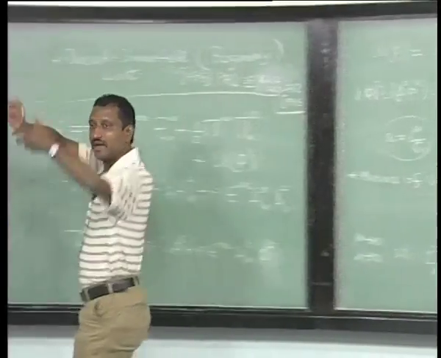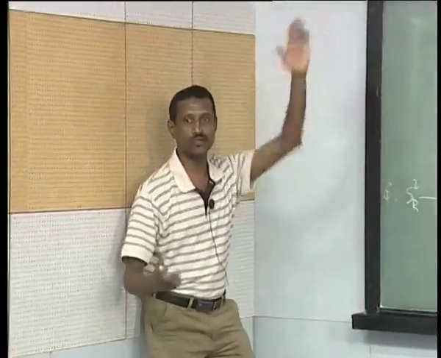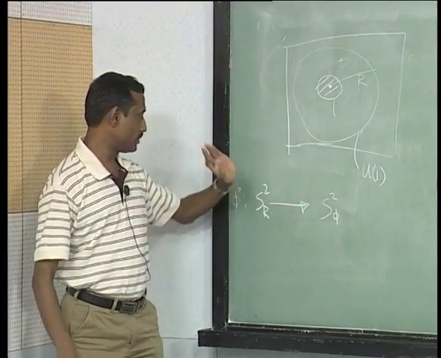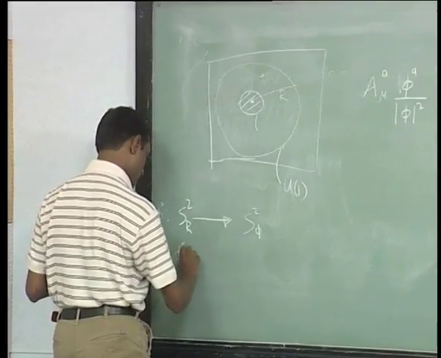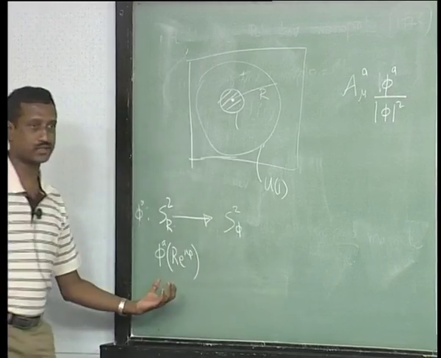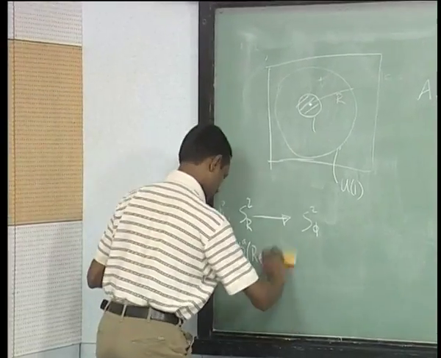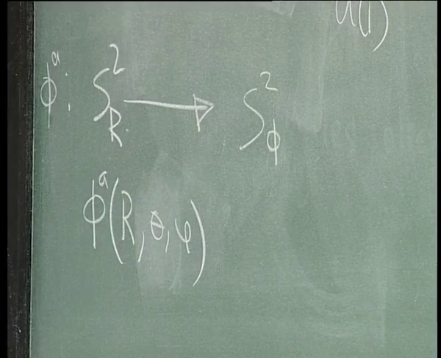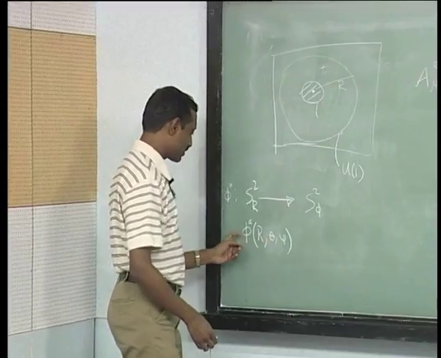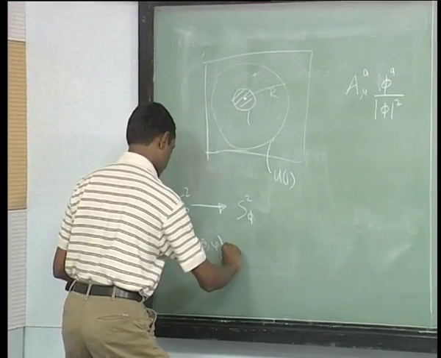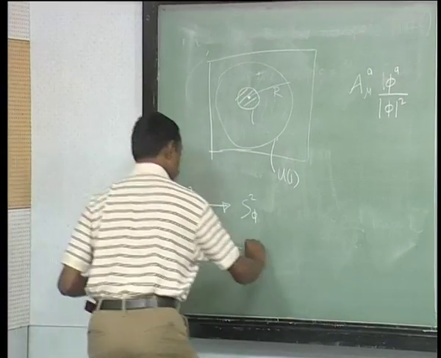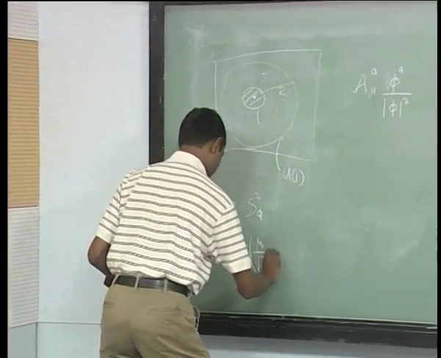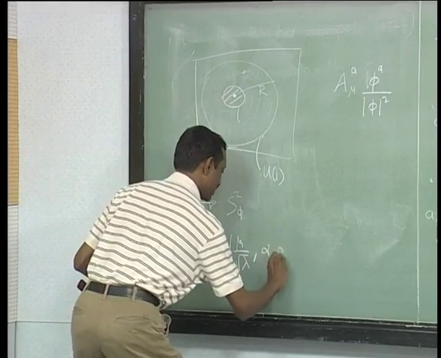Suppose I permit my phi to rotate on this sphere, it doesn't matter which one. You can ask what are all the maps. What you are interested in are smooth maps from S2 to S2. So what I have in mind is phi a of r, theta and phi, where theta and phi are the points on the sphere. This should be equal to mu by root lambda times some other sphere. Okay. Let's call them alpha and beta.